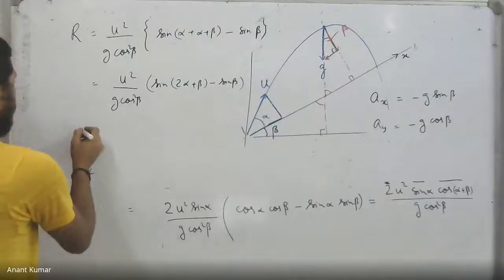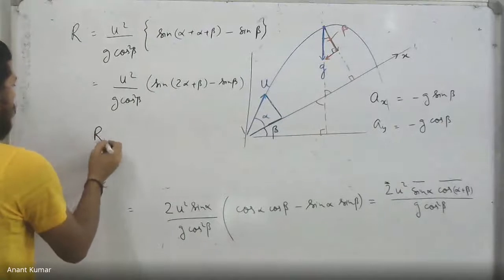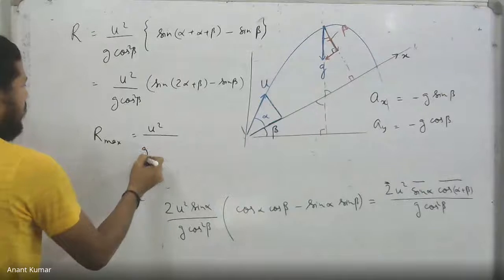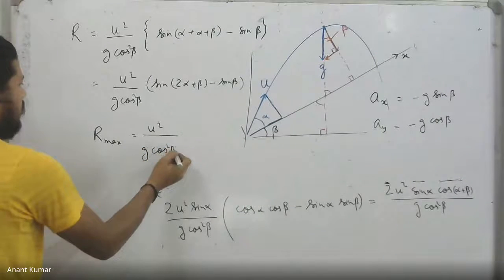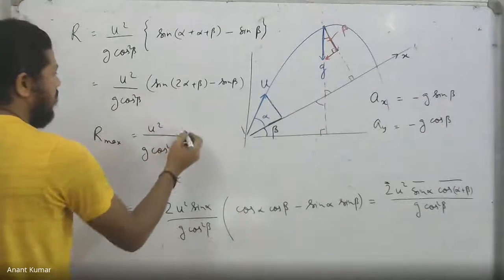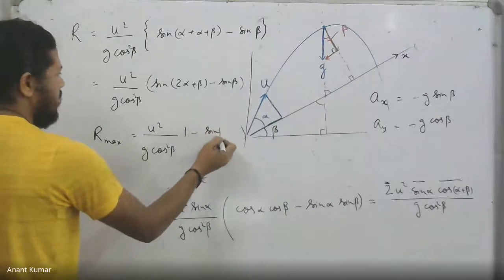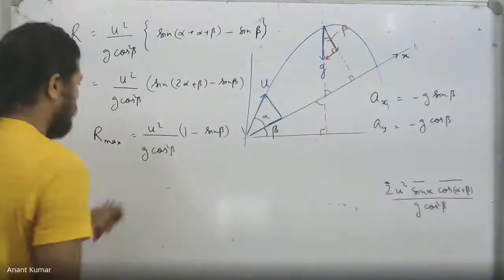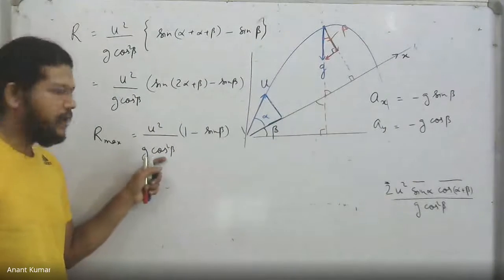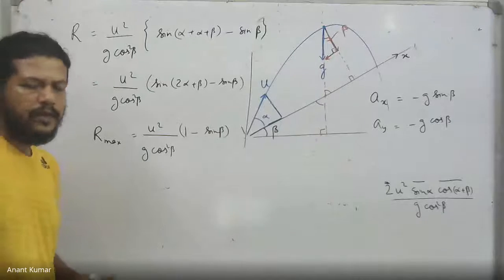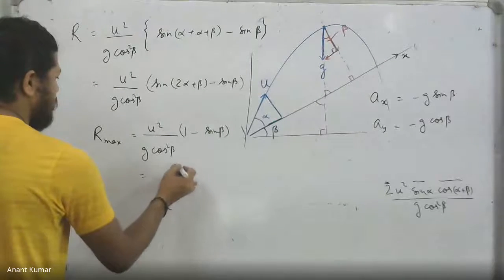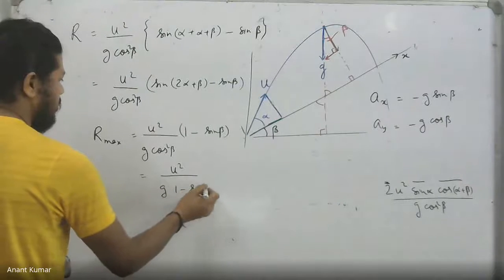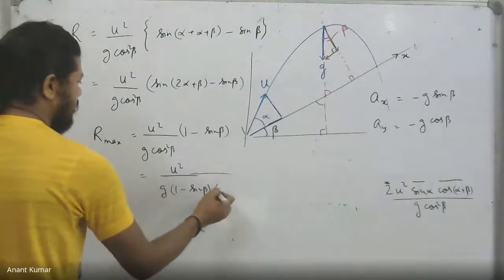Yeah, that's correct. So I can obtain therefore the R max as u square by g cos square beta. This part becomes 1, so I get 1 minus sine beta, which we can simplify because cos square beta is 1 minus sine square beta. I can factorize that as 1 minus sine beta into 1 plus sine beta. This will be giving us in this case u square by g into 1 minus sine beta into 1 plus sine beta.